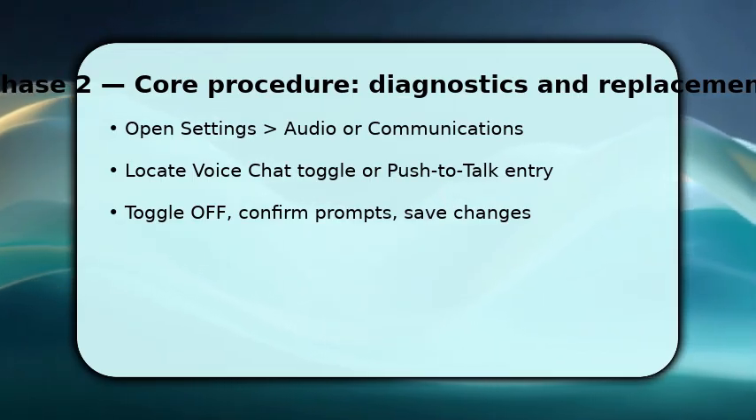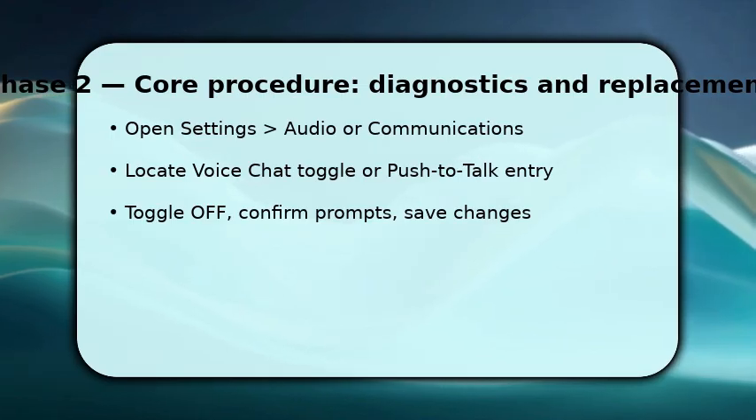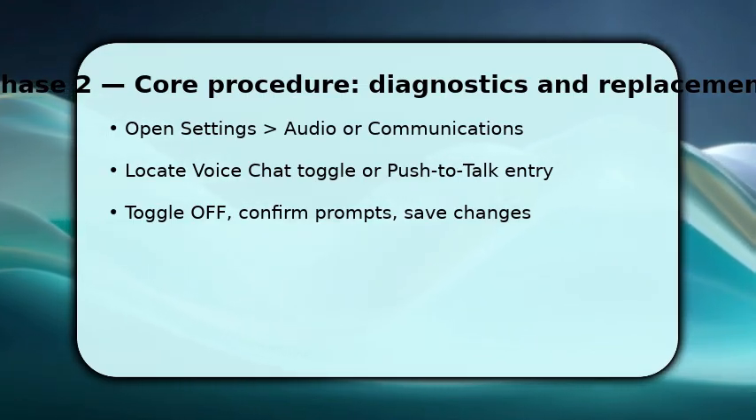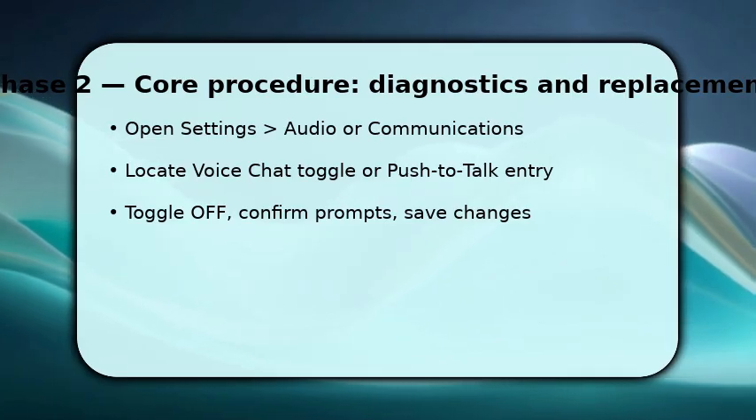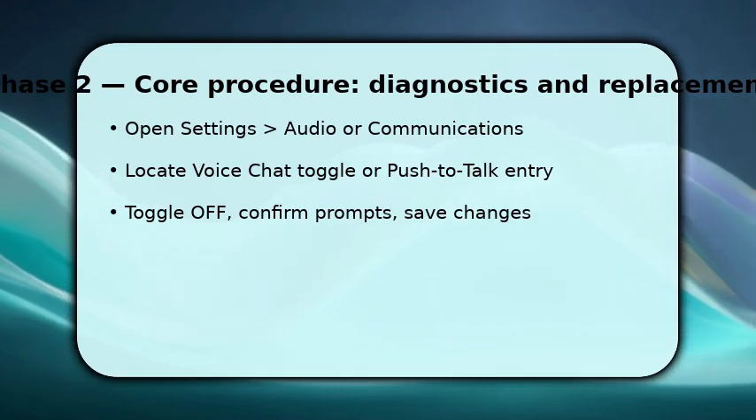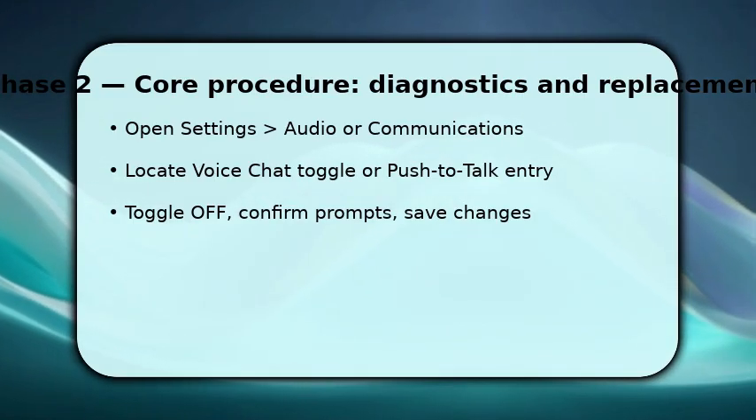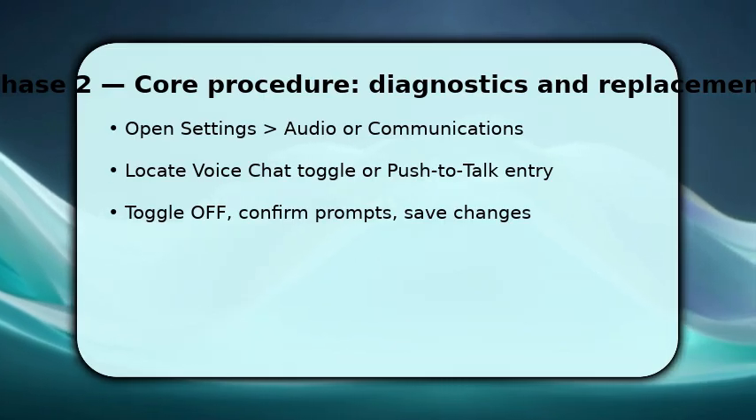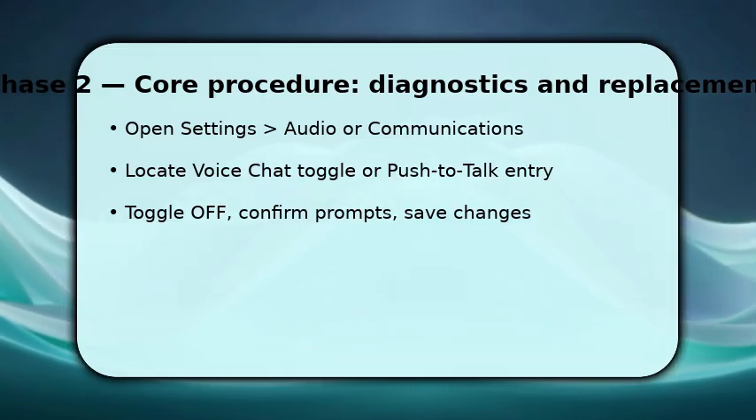This disables outgoing and incoming live voice channels. If a confirmation appears, accept it so changes persist. Make sure you also check any linked app on your phone or docking station settings because some systems mirror voice chat. Disable both. After saving, reboot the device to ensure the new setting applies fully.